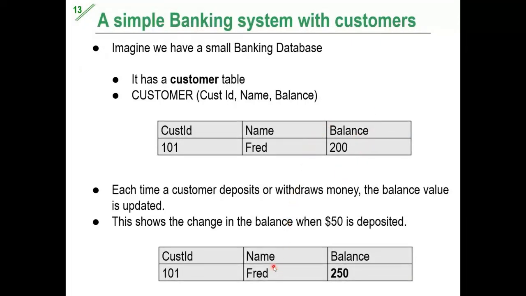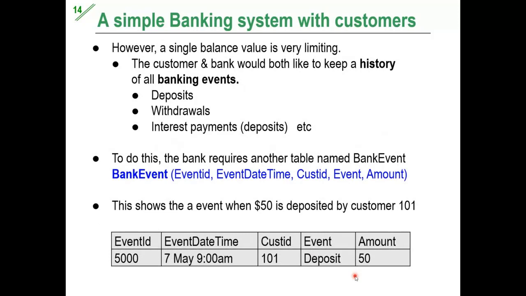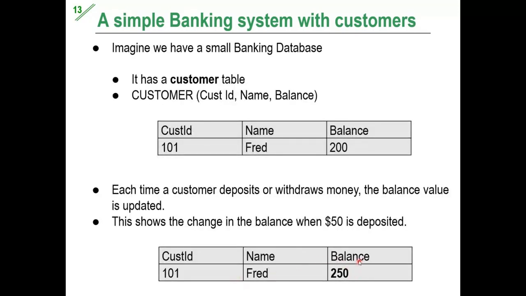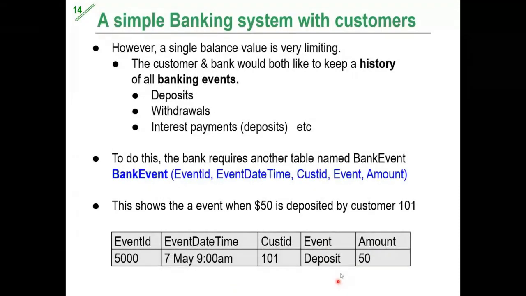For example, if Fred deposits $50, the balance has to be 250, isn't it? Now, usually in the banks and most other databases as well, you can see this balance itself will actually be worthless, isn't it? So therefore, we need to keep a detailed description of the transaction, or whatever event happened in our database, right?